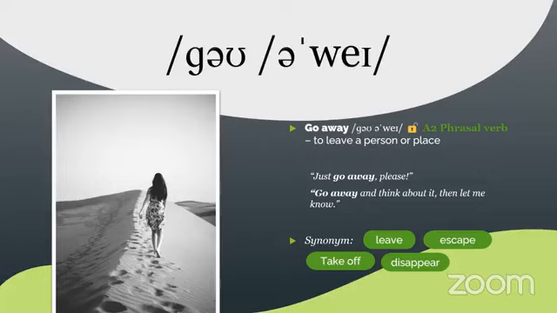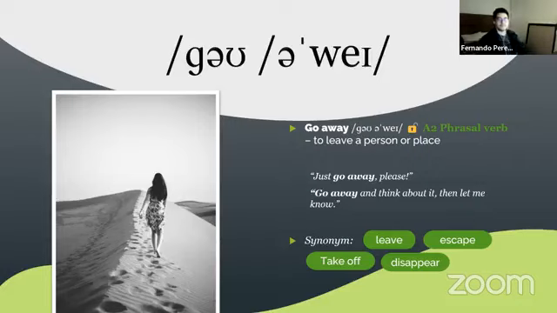Laurita, could you repeat again your example, please? Yes, of course. When I was young, I went away from a boyfriend. Exactly. Thank you. Good job. Everybody take notes on that, guys. Don't get distracted. We are learning vocabulary.